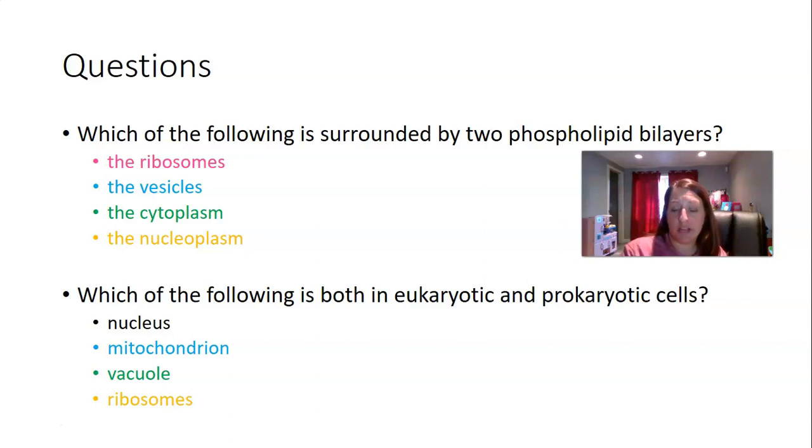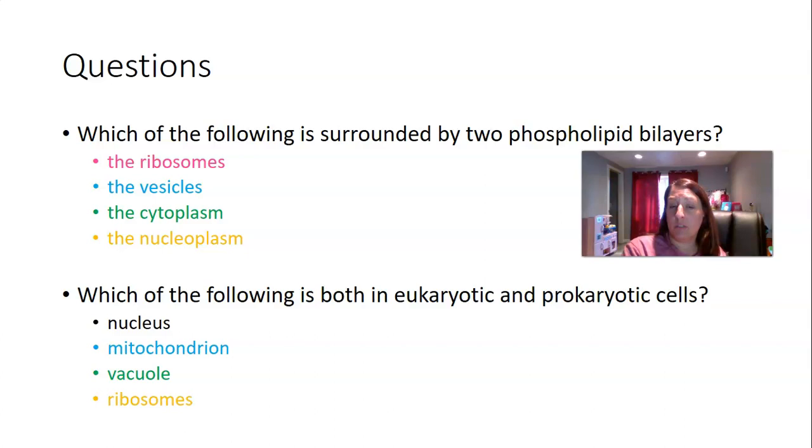Okay, so if you need more time, pause me. Ribosomes don't have a membrane. Vesicles and vacuoles are surrounded by a single membrane. The cytoplasm is surrounded by the plasma membrane, which is a phospholipid bilayer, but it's just a single phospholipid bilayer. The nucleus is the only one on here. The nucleoplasm, right? That's the fluid in the nucleus.